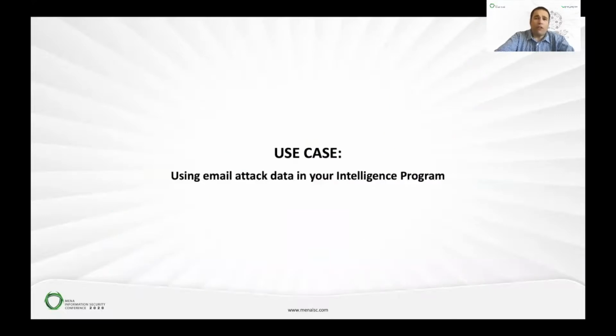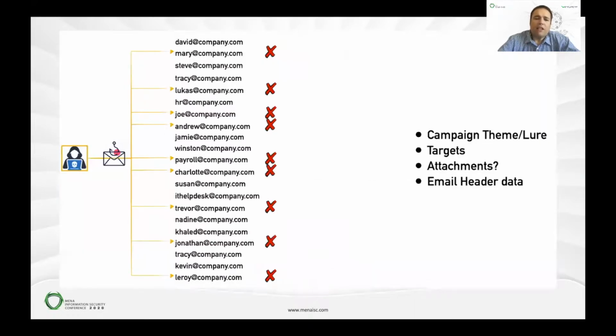So before we finish off, let's go into a simple use case for using email attack data in an intelligence program. And I'm going to run through this a little bit quick. So let's say you are investigating a phishing campaign on day one of your program, and you're trying to understand a little bit more about who's targeting you, what type of lures they are using in their email campaigns, who are the targets for these campaigns, are there any attachments, or looking at email header data and stuff like that.